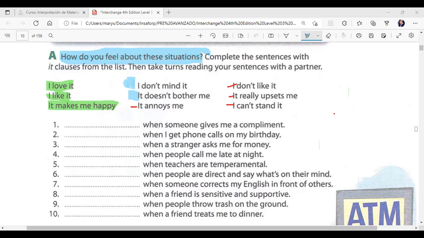Mayra, number four. I don't mind it when people call me late at night. Okay, I don't mind it. Repeat, I don't mind it. Okay, excellent. In my case, I think that it scares me. When people call me late at night, it scares me. Like, why are people calling me? Right. Let's see. Rosa Luz, number five.